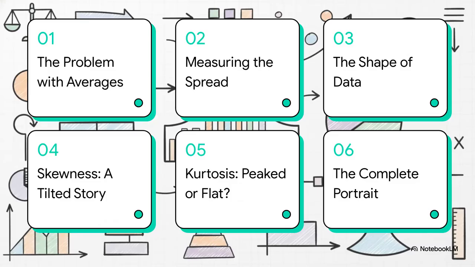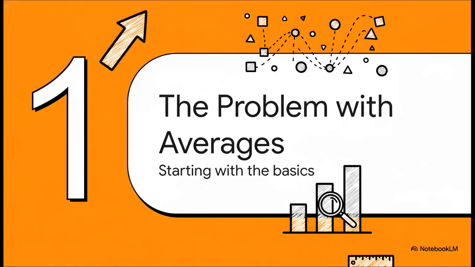All right, here's our game plan for today. We'll start with what I call the problem with averages. Then we'll get into measuring the spread. After that, we'll really start revealing the data's shape by looking at skewness and then kurtosis. And finally, we'll put it all together to create the complete portrait. So let's kick things off with the tool that pretty much everyone reaches for first when they look at data.